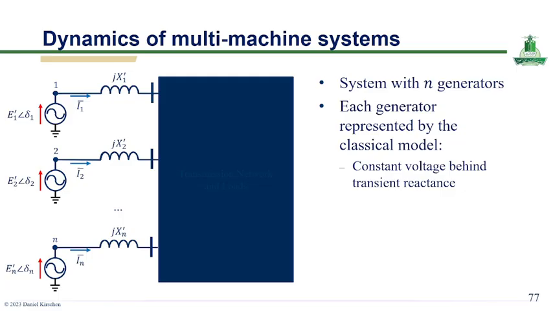This slide presents the classical representation of a multi-machine power system containing n interconnected generators. Each generator is modeled as a constant internal voltage source behind its transient reactance, which is a commonly used assumption in transient stability studies.